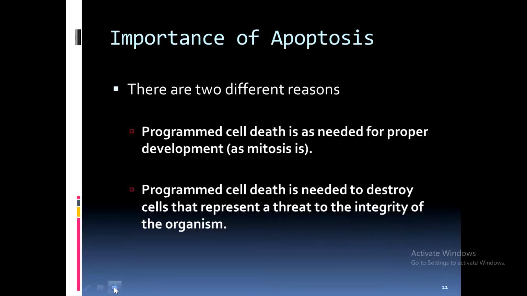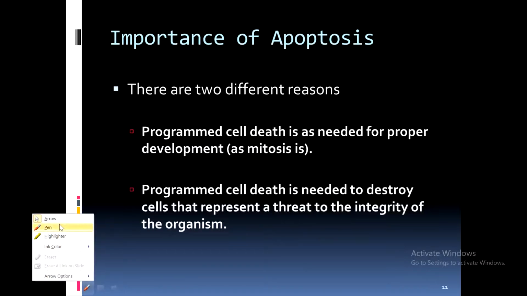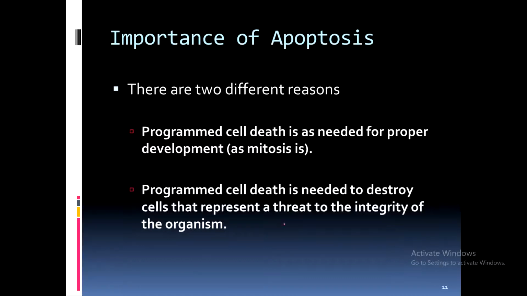This point is very, very important. Why does some cell become a threat to the integrity of the organism? I have told you in hyperplasia and in metaplasia that there is a rapid production of cells in hyperplasia, and cells are increasing in number because they are rapidly going into the cell cycle. There are chances that mutations can happen in these cells.